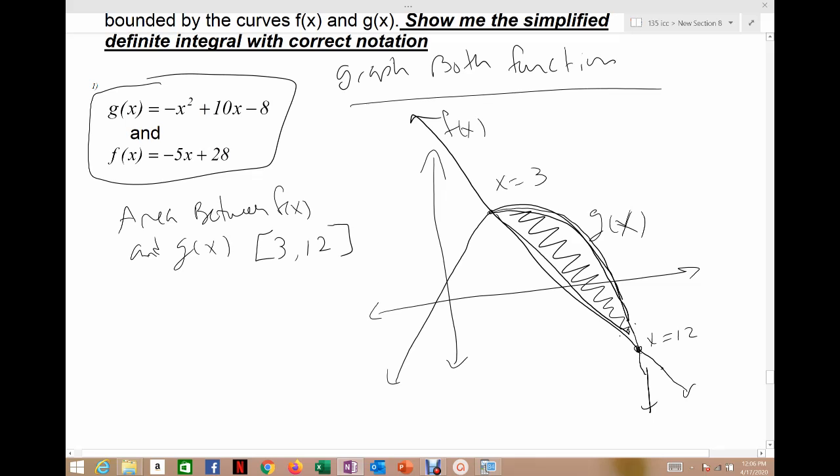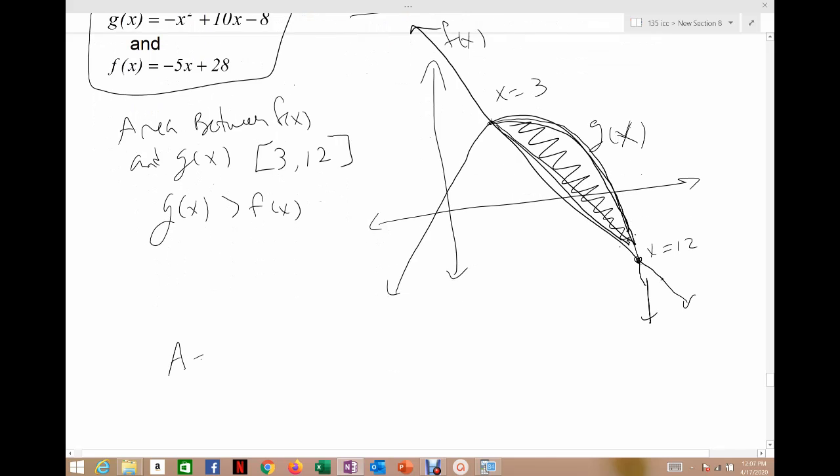The y values are bigger on this side than they are on this side. So g of x is larger than f of x. And if you're unsure, you could always pick a test point, test it and see. All right, but g of x is bigger than f of x. That means when I go find my area, I'm going to integrate from 3 to 12, and I'm going to take the g of x and subtract the f of x.